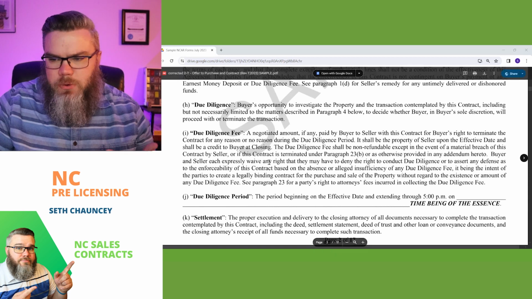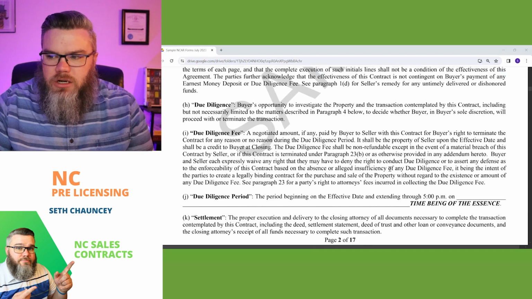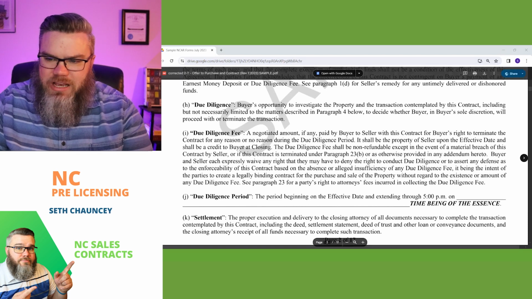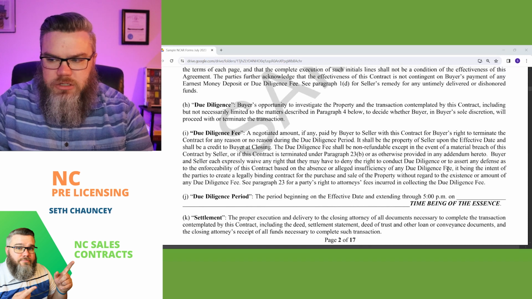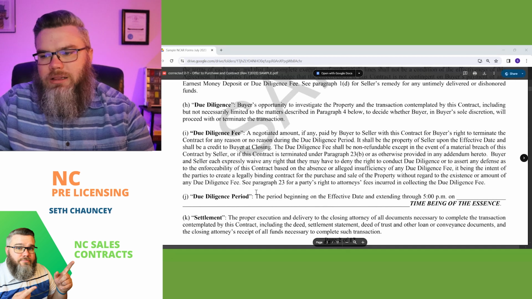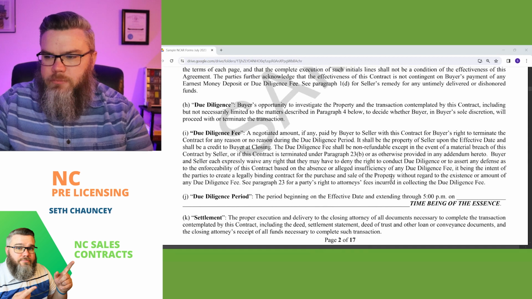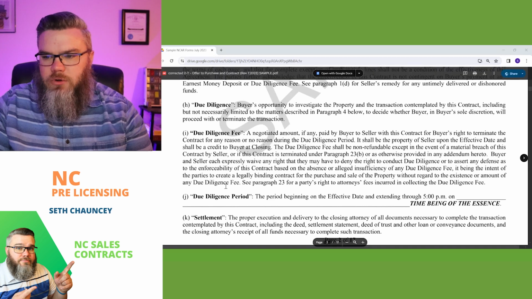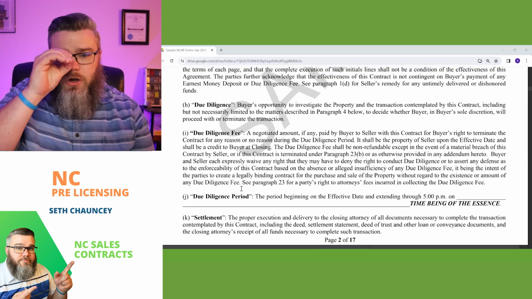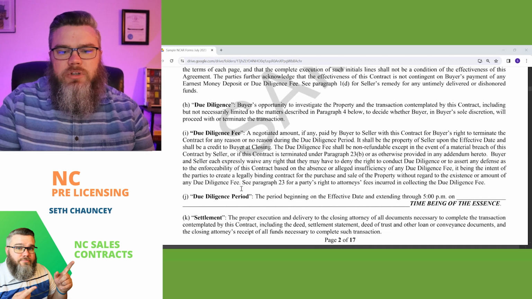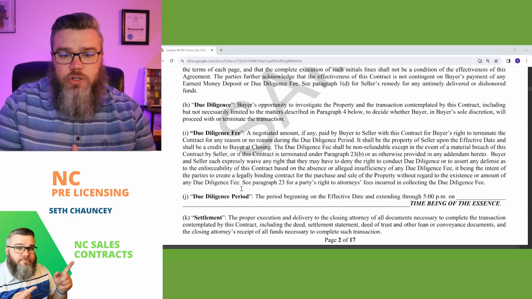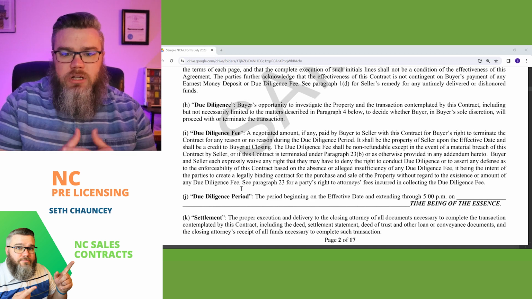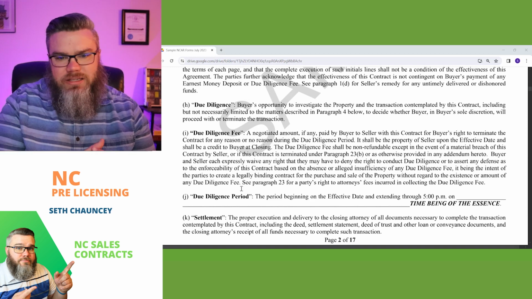Buyer and seller each expressly waive any right that they may have to deny the right to conduct due diligence or to assert any defense as to the enforceability of this contract based on the absence or alleged insufficiency of any due diligence fee, it being the intent of the parties to create a legally binding contract for the purchase and sale of the property without regard to the existence or amount of the due diligence fee. So in other words, if it's $0, we still have a contract. If it's $1, we still have a contract. Okay? We very much have a contract even if there's no due diligence, even if it's small due diligence. We still have a contract if there's no earnest money or little earnest money, because there is still consideration, which is the purchase price. Everybody good with that statement?